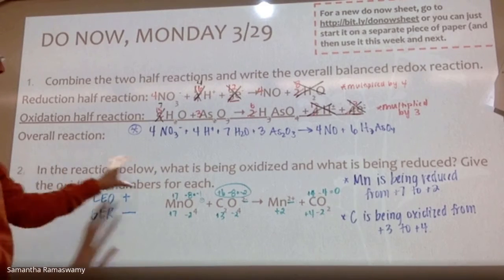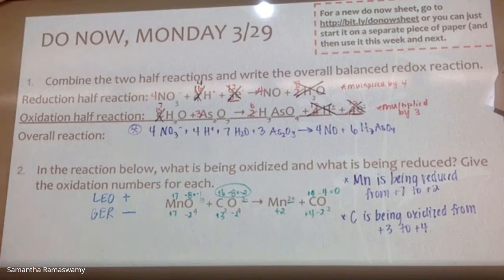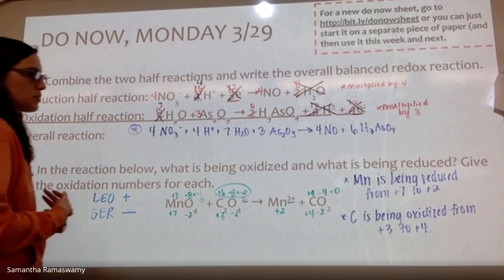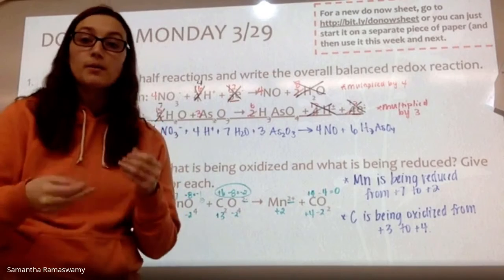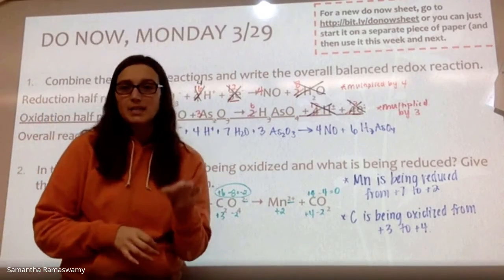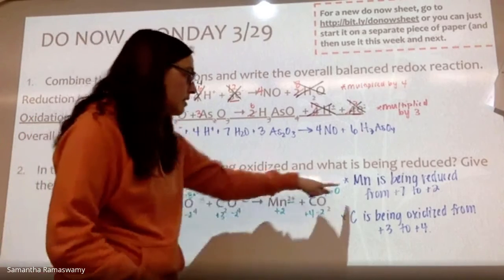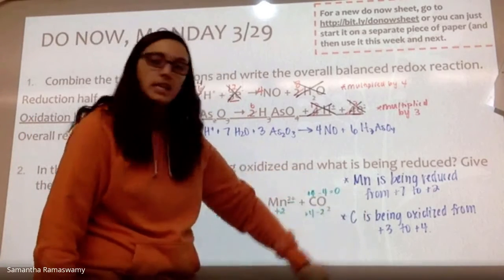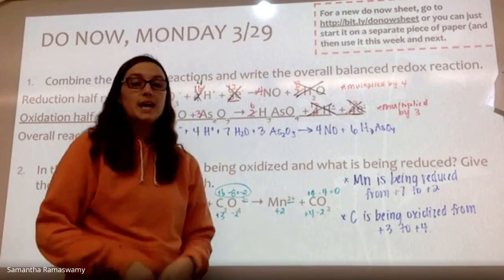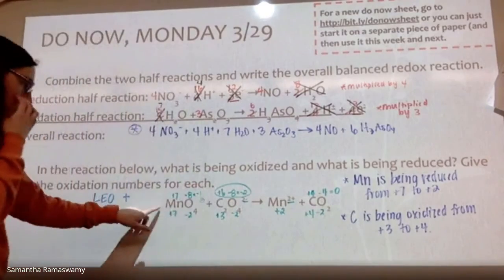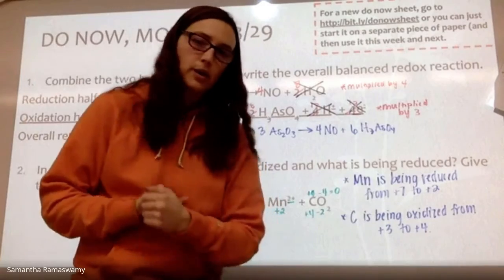So our answer for number 2 is what I wrote over here in blue. Mn is being reduced from +7 to +2. Carbon is being oxidized from +3 to +4. In Mastering, make sure you're reading the question carefully, because some of them say which element is oxidized or reduced. Element means, right, Mn or C or O or N. That's an element. If it says write the entire substance, then you'd be looking at MnO4- or C2O4 2-. So just read the question carefully as well.